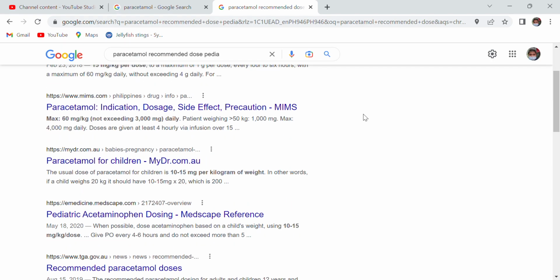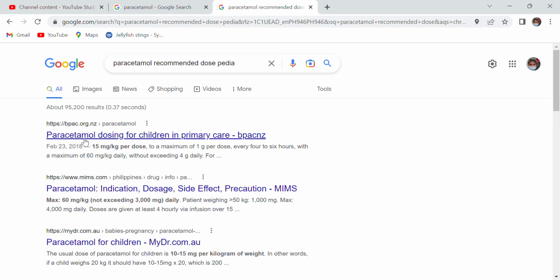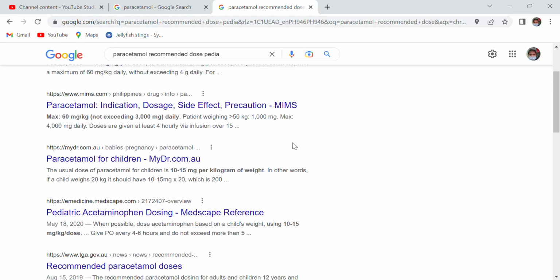Here from BPAC, paracetamol dosing for children is 15 milligram per kilogram. But the doctor will commonly use 10 to 15 milligram per kilogram of weight. So the paracetamol dosing is based on the weight of the patient.